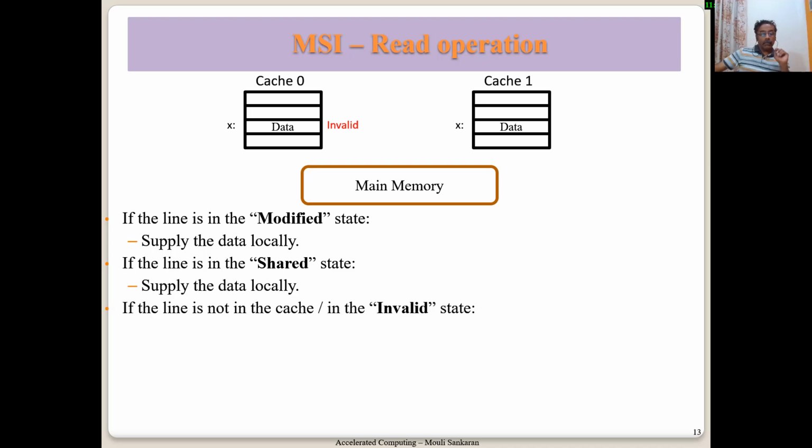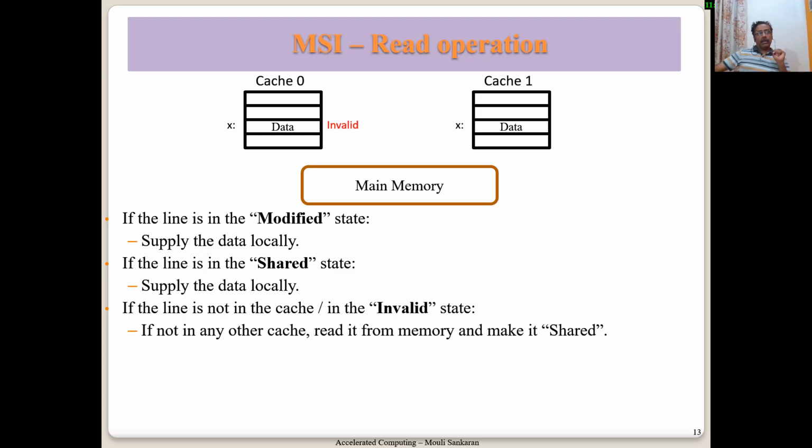Now, if the line is not in the cache, then this read will be a read miss. It is in the invalid state. So the CPU is asking for a particular block, and it is in the invalid state, which means that block is not there in the cache. You will get a read miss. Now what do you do? There is a possibility that it is not anywhere else either. Nobody else has it in any of their caches, which means this particular block is not in any other cache. The content is only in the main memory.